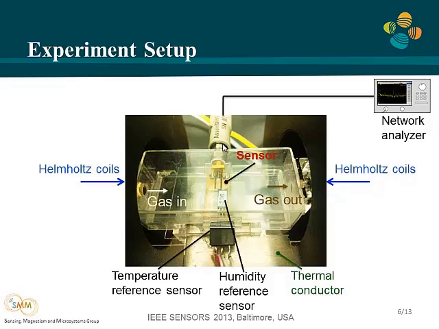And the magnetic field is provided by a pair of Helmholtz coils located on the two sides. The temperature change is achieved through a Peltier cooler connected with a thermal conductor underneath the sensor. We also have a temperature reference sensor and a humidity reference sensor to monitor the real change of the humidity and temperature. We use a network analyzer to interrogate the sensor through the RF cable, and the network analyzer can be used to measure the device's reflection coefficient through the S-parameters measurement.